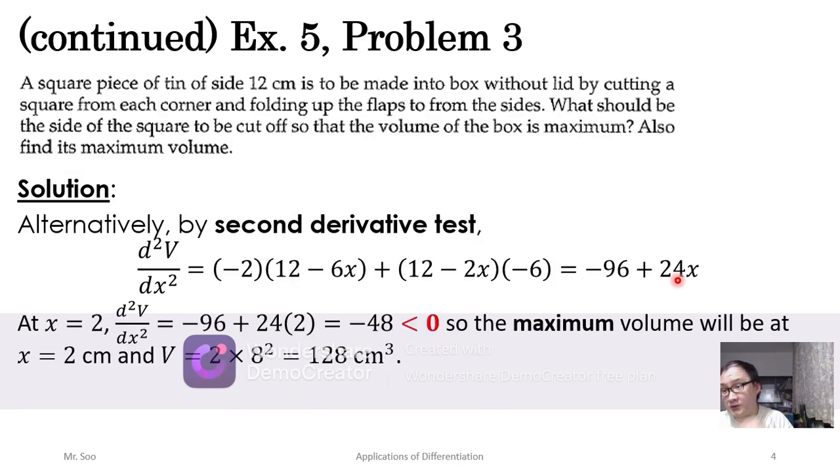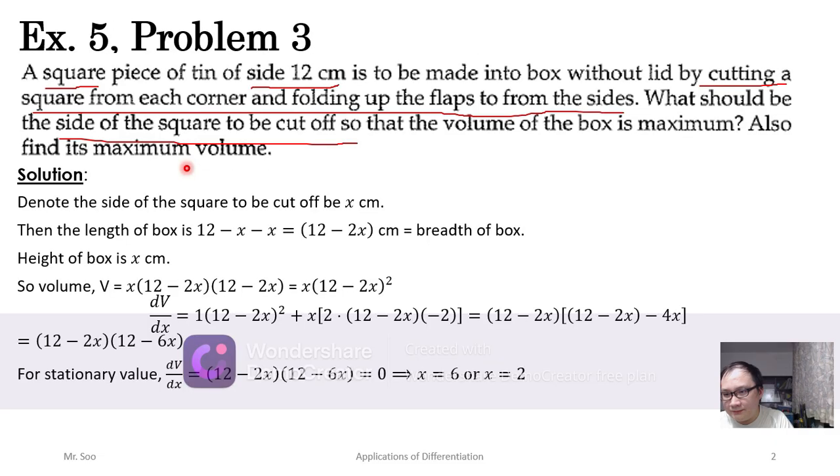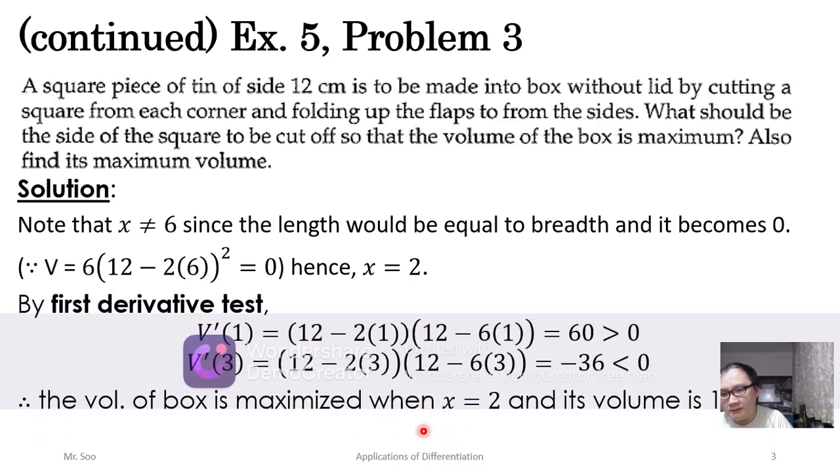Now, as I mentioned, I'll give the second derivative test. Our first derivative expression is this one: (12 minus 2x) times (12 minus 6x). You differentiate one more time. Of course, this is not so complicated. Using the product rule, the first term you differentiate is negative 2, then you keep the second term, 12 minus 6x, plus you keep the first term, 12 minus 2x, and differentiate the second term, which is minus 6. Then you expand and simplify.